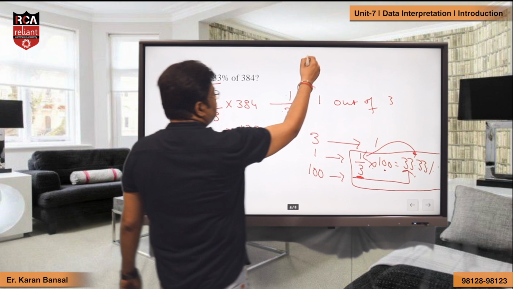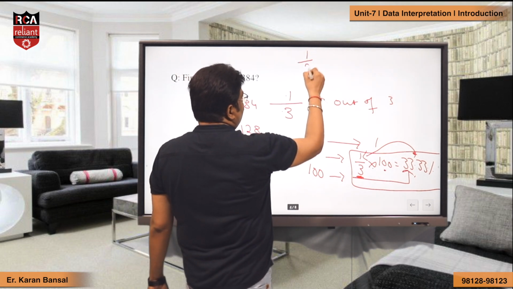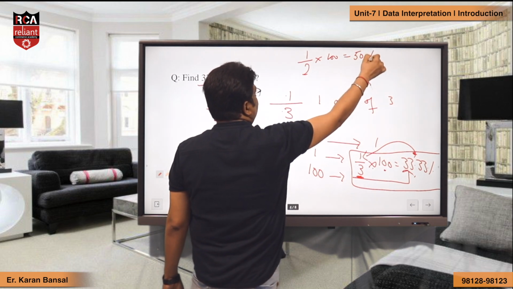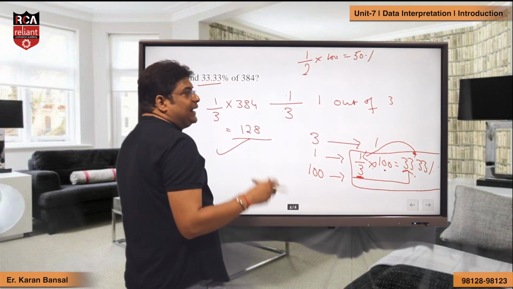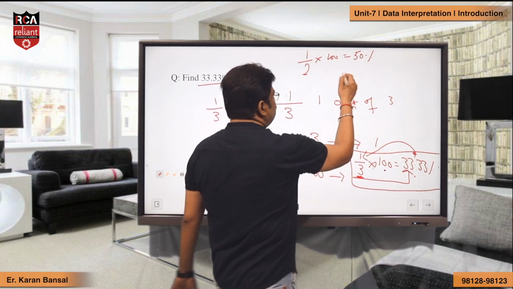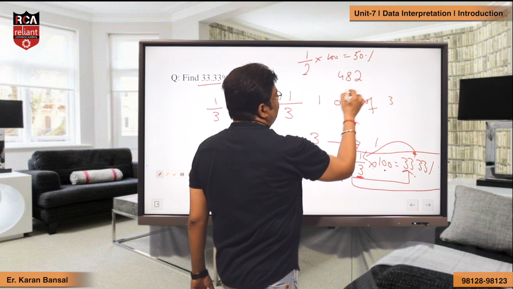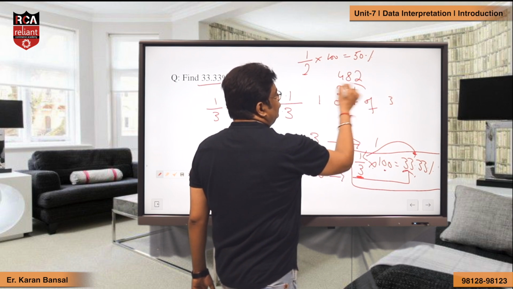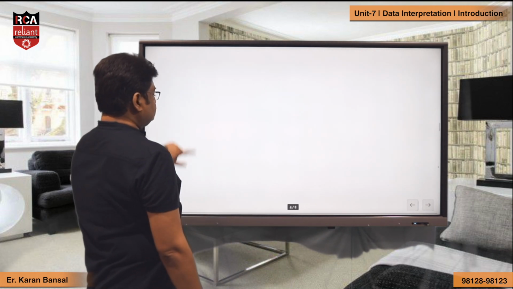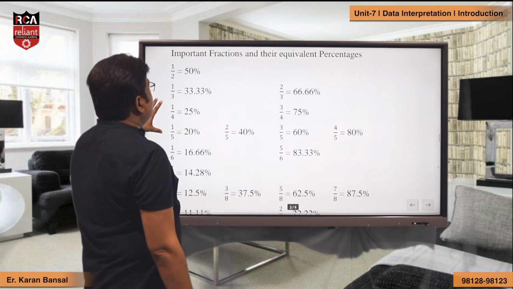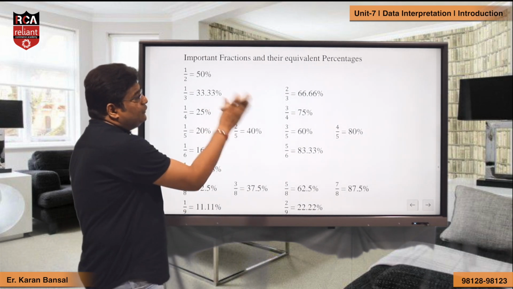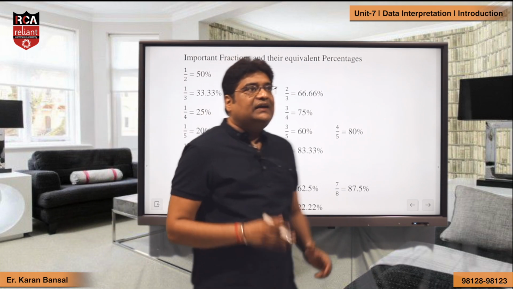Similarly, I have other fractions. So let's say I had 1 by 2. So 1 by 2 is actually equivalent to 50%. So for any number, if I have to find 50%, I'll directly do its half. So let's say I ask you 50% of 482. If I do half of it, I'll get 241 and that will be my answer. All right? Okay.